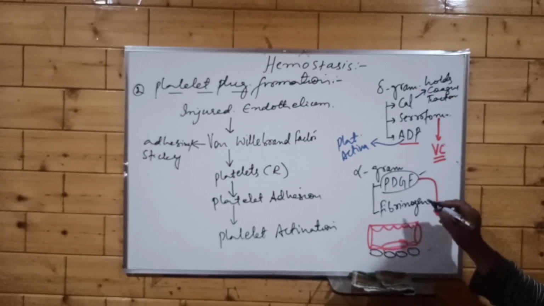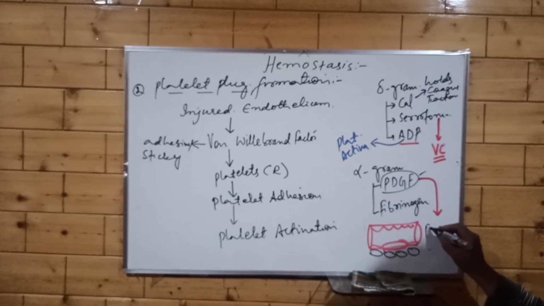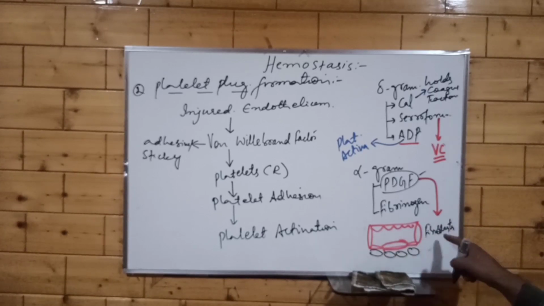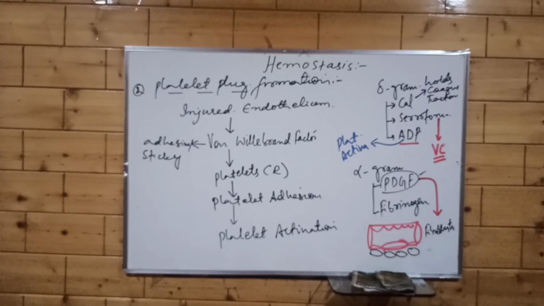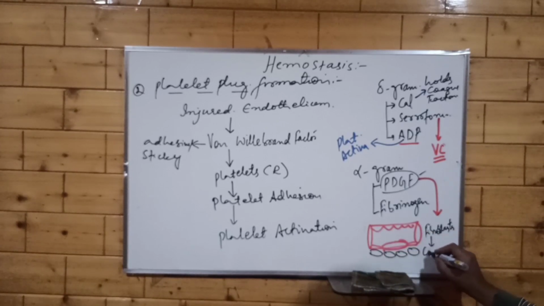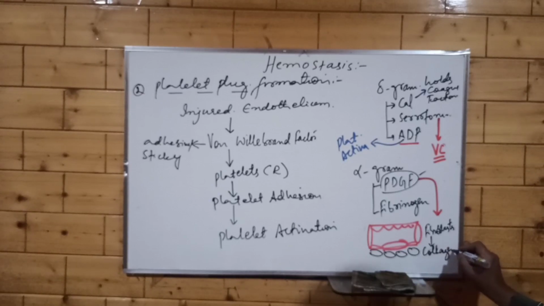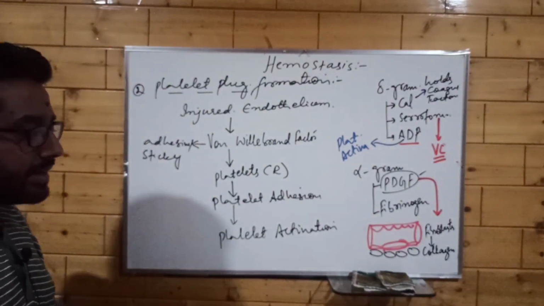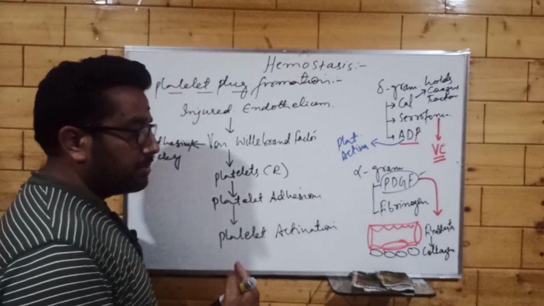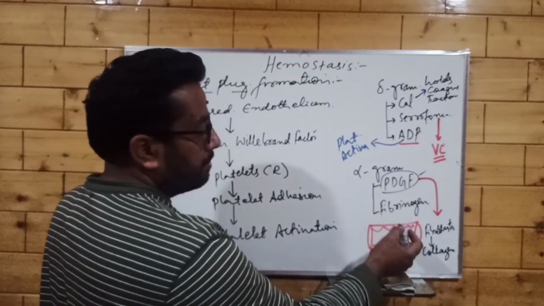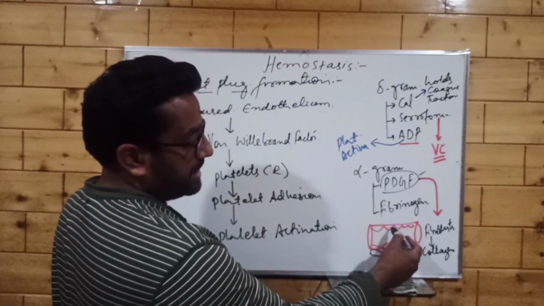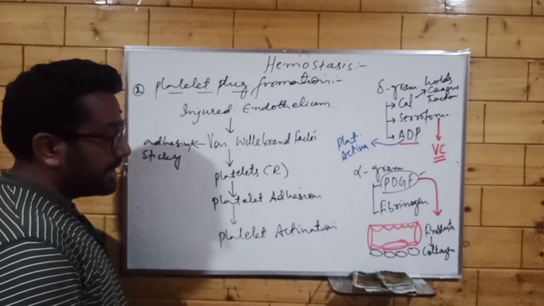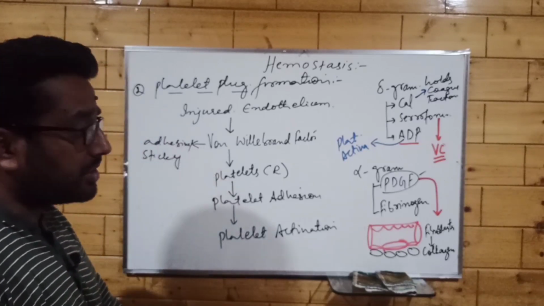Another important role is that it also attracts fibroblasts. Fibroblasts are the connective tissue cells. It attracts fibroblasts towards the site of the injury, and fibroblasts are basically the factories for the formation of collagen. Fibroblasts will come to the site of the injury and synthesize more and more collagen, because we know that the endothelium cells rest on the basement membrane, and the basement membrane is made of collagen type 4.